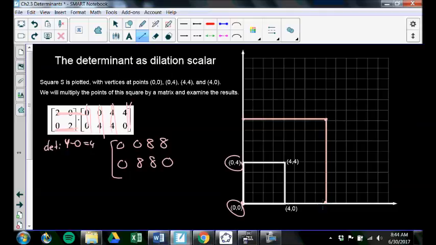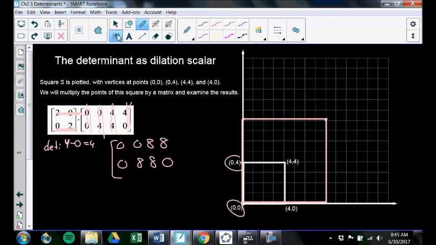This square here. If you notice, this square has an area of 8 by 8, which is 64. This square had an area of 16. How much bigger did it get? It got 4 times bigger because the determinant of that matrix was 4. It's the scalar. The area changed by the determinant of the matrix.